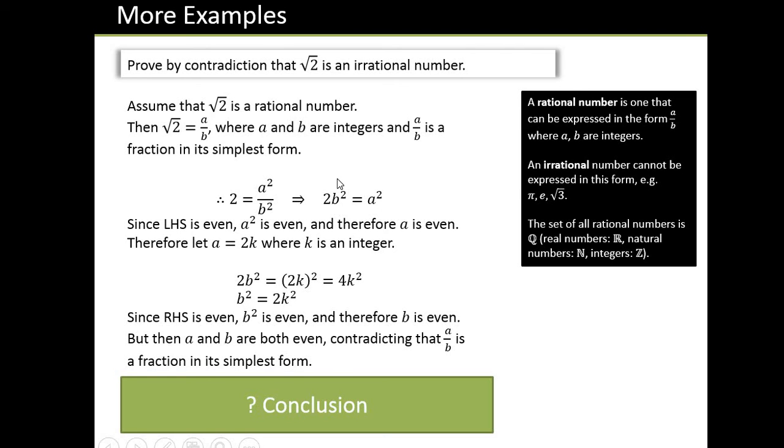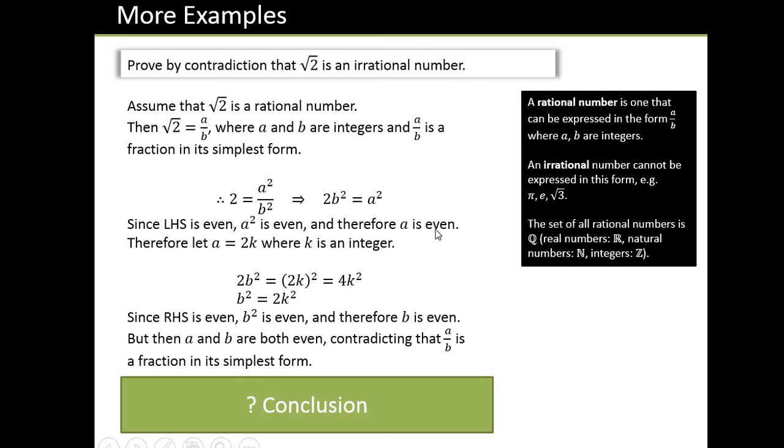2 somethings, bearing in mind b is an integer, so b squared will be an integer. So I know 2b squared is going to be even, which means a squared is even. And there is a proof that we've perhaps seen in proof by deduction that if a squared is even, that means a has to be even.